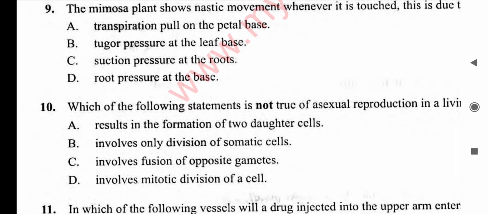It does not involve division of germline cells or division of gametes.